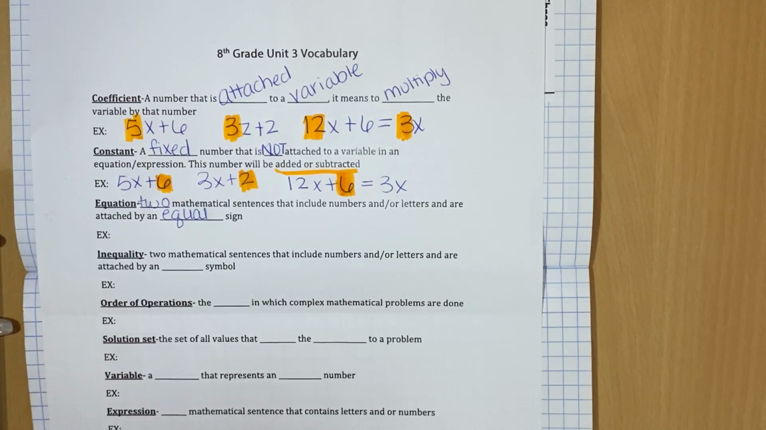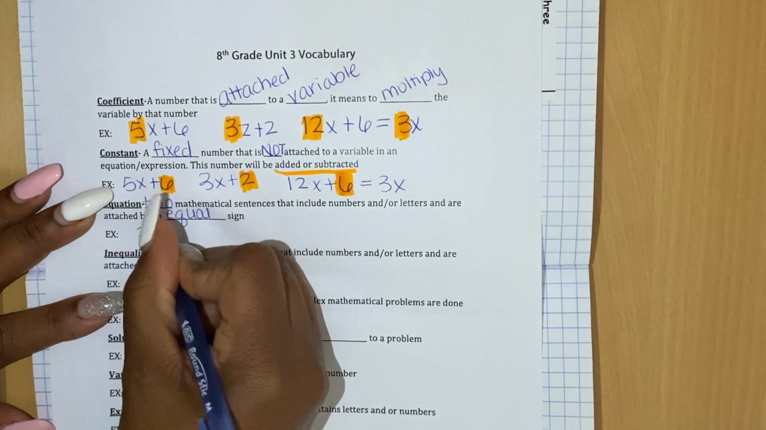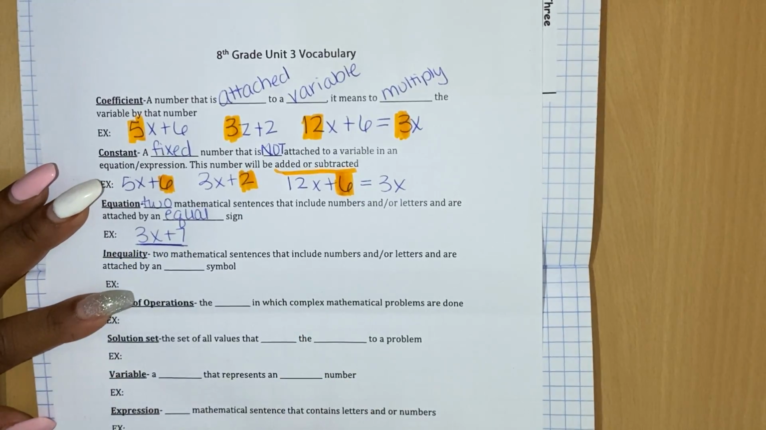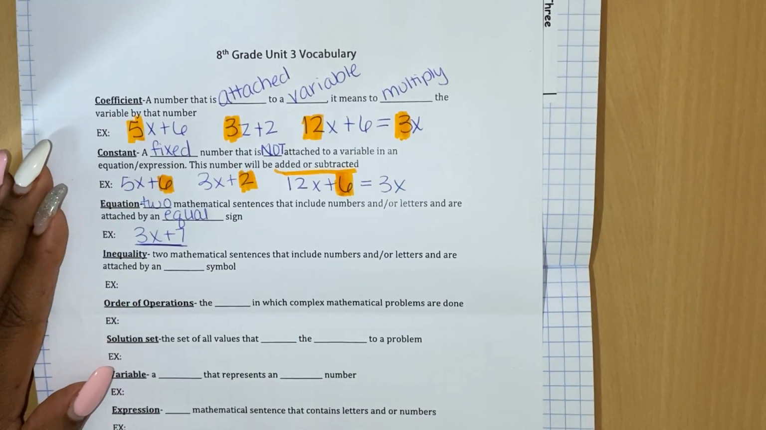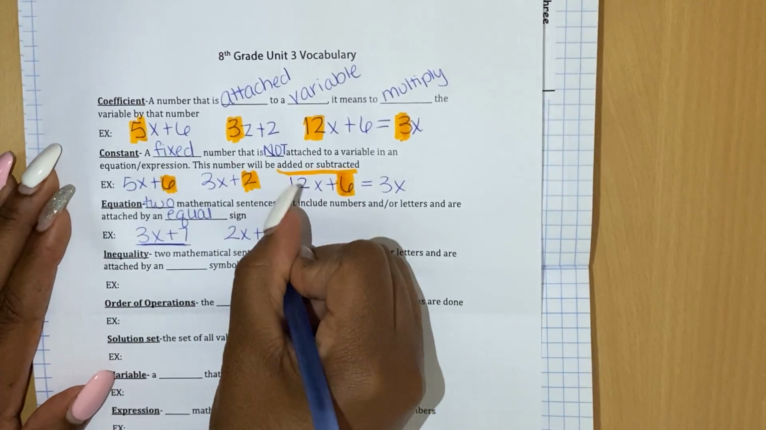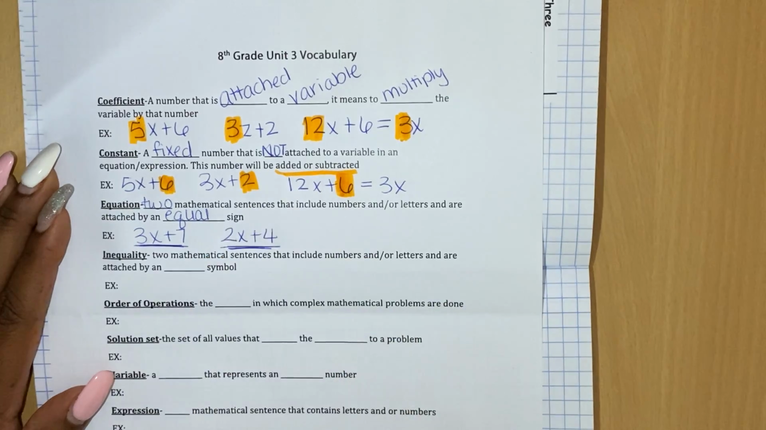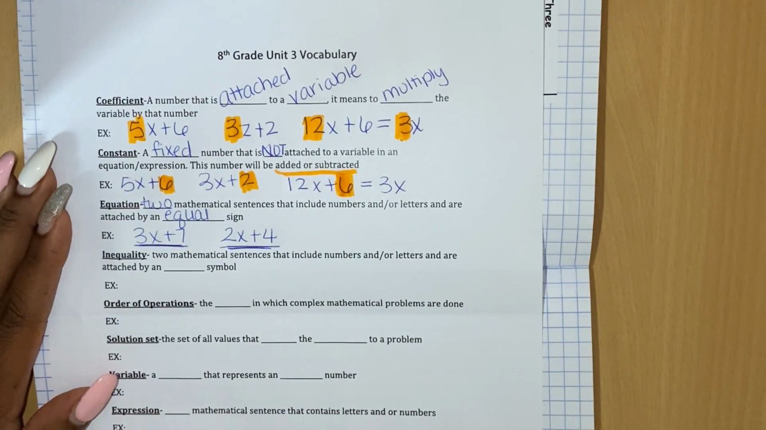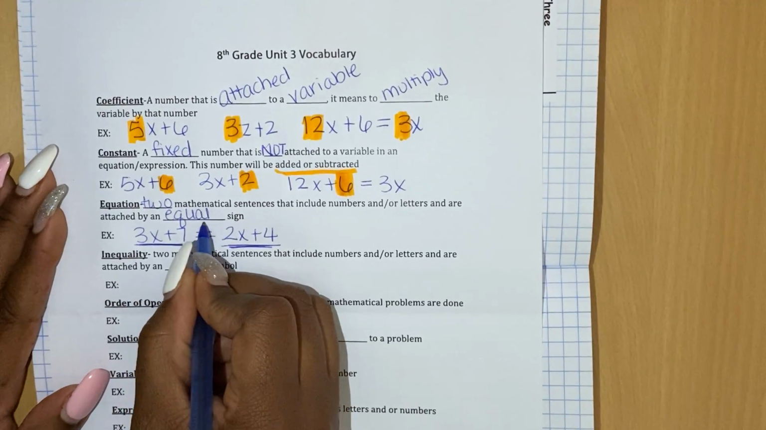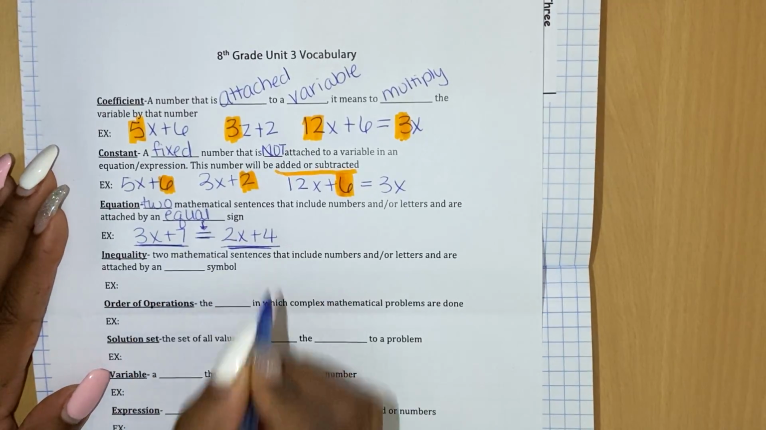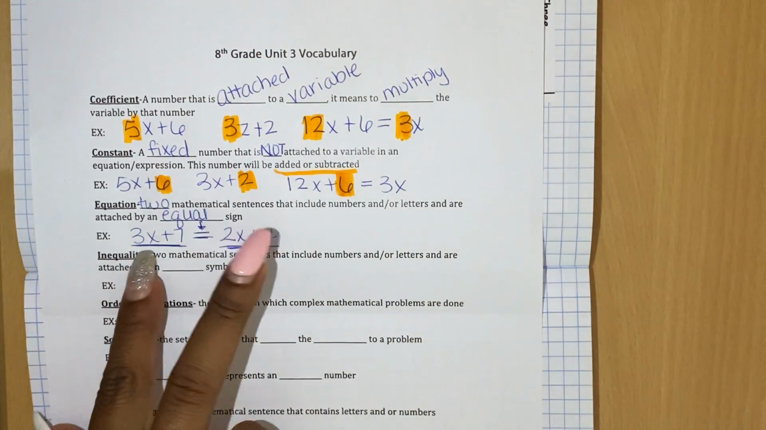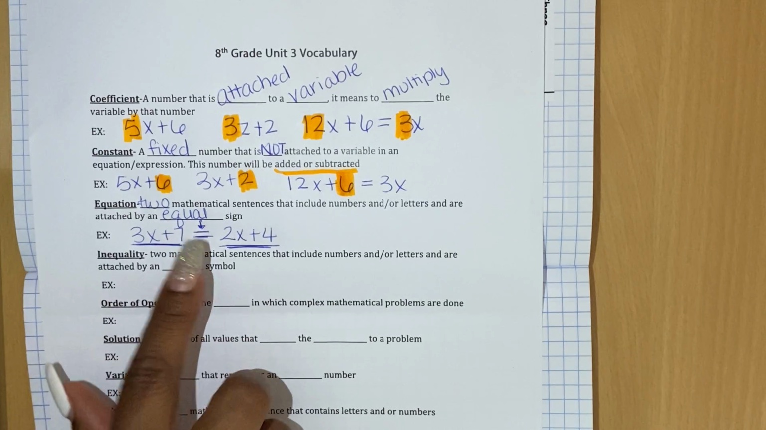For example, 3x plus 7, that is a mathematical sentence. 2x plus 4 is a mathematical sentence. When I place an equal sign in the middle, it just became an equation. Okay? I have two mathematical sentences, and I have an equal sign.